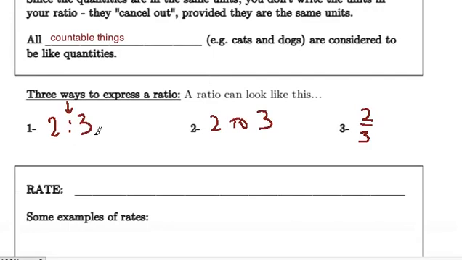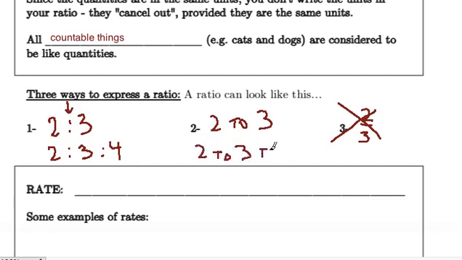If you have more than 2, then this way doesn't really work, right? Let's say you have a ratio of 2 to 3 to 4. This is a 3-part ratio. We got 3 parts in it. You could also write that like this, 2 to 3 to 4, but you couldn't really do that effectively with a fraction.